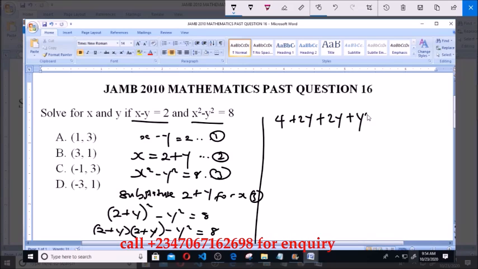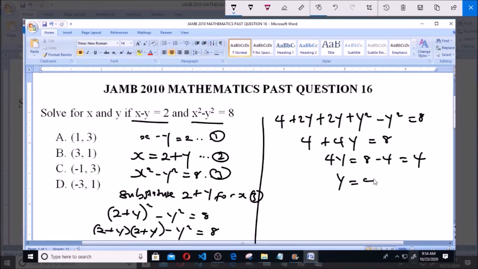Then we have 4y is equals to 8 minus 4, which is equals to 4, meaning that y is equals to 4 all over 4, which is equals to 1. So y is 1. Now from this we can get x from equation 2, because x is equals to 2 plus y, which is equals to 2 plus 1, and which is equals to 3. So x is equals to 3. That is x comma y is equals to 3 comma 1, and that is option B.